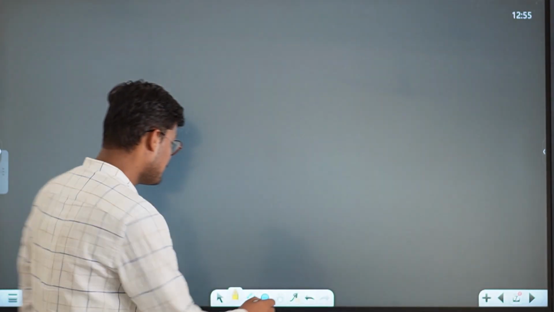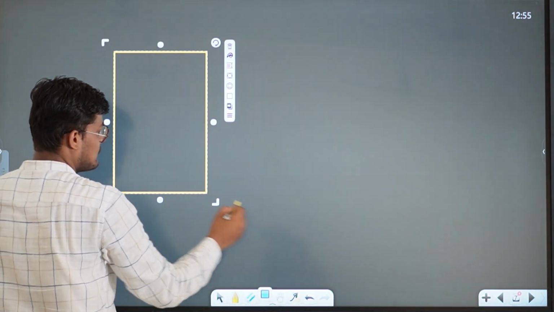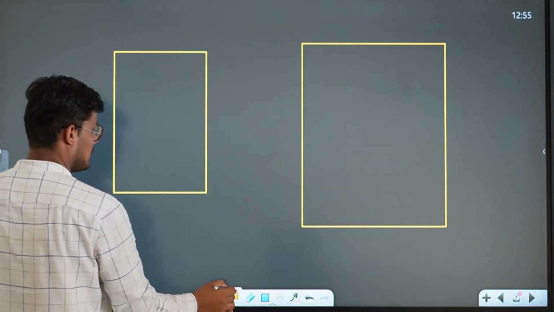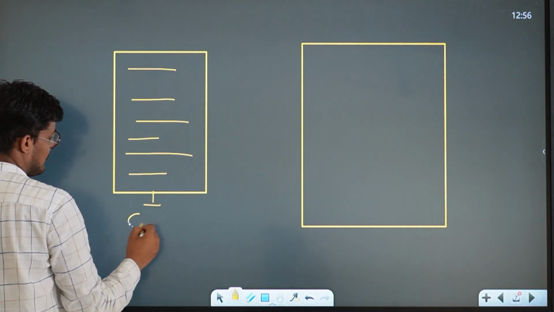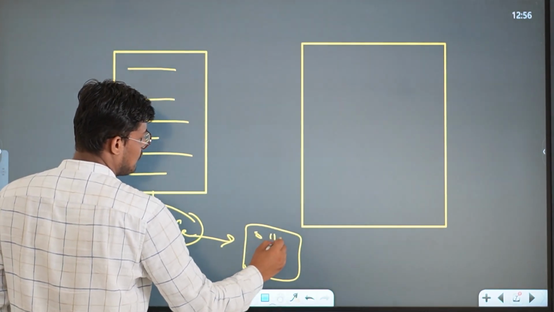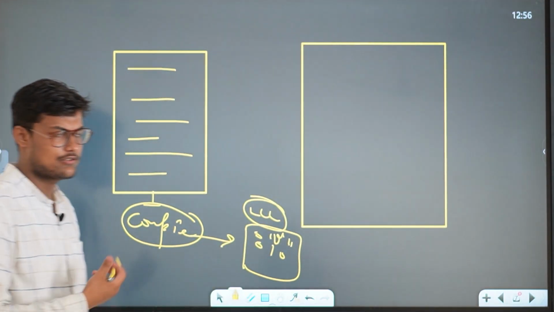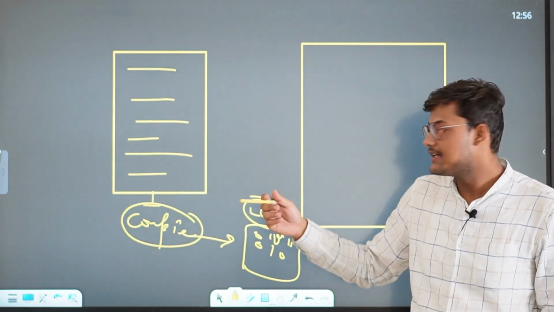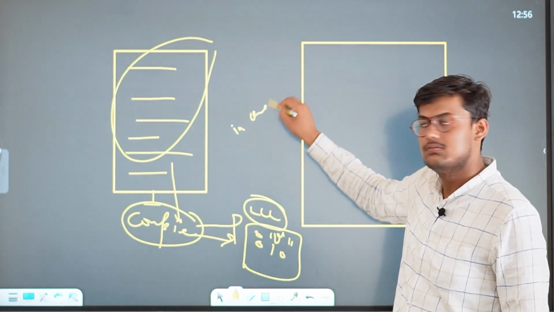Suppose we have written some program. Suppose in this box we have written some lines of code, and here is the compiler that is used to convert this code into the form of zeros and ones, or low level language, or machine code, which we have understood further. So what the compiler does is convert the whole code into low level language in one go.